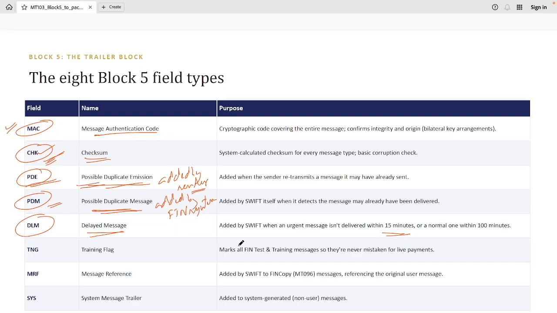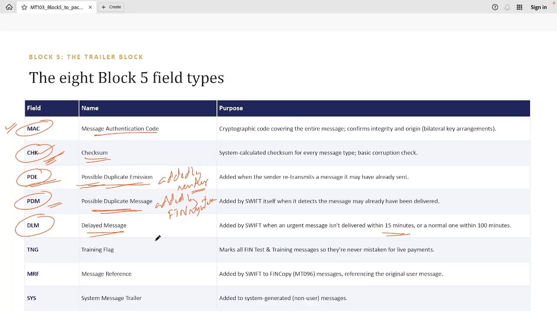The important point is that DLM describes the delivery behavior of the message, not the financial status of the underlying payment. A DLM indicator does not necessarily mean that the beneficiary has not been credited. It means that the FIN message experienced a defined delivery delay. This distinction is very important because message delivery and payment settlement are not the same event.